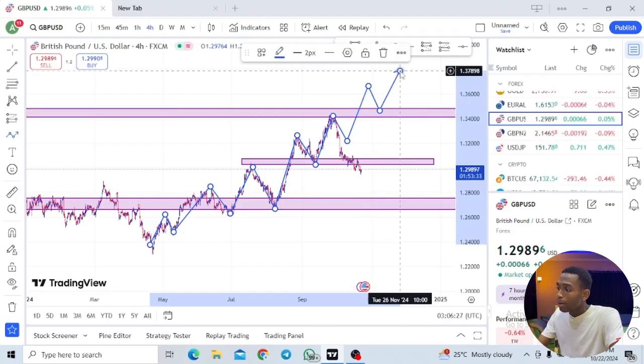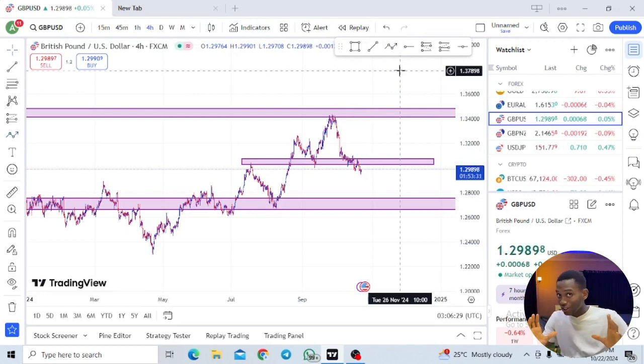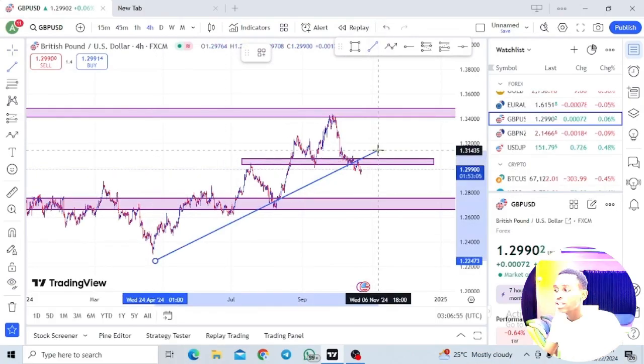But remember what I talked about, the overall direction of the market. The overall direction of the market is bearish. So this is an internal trend. This is an internal bearish move. It is not an overall move.